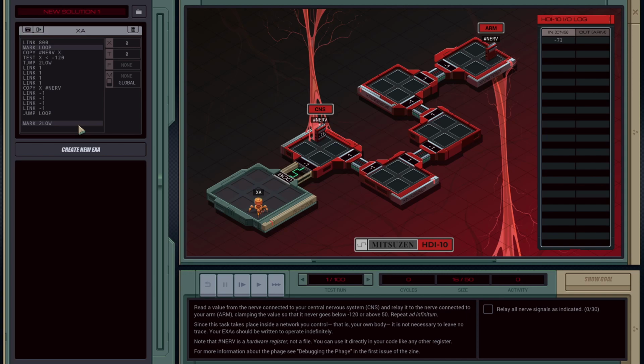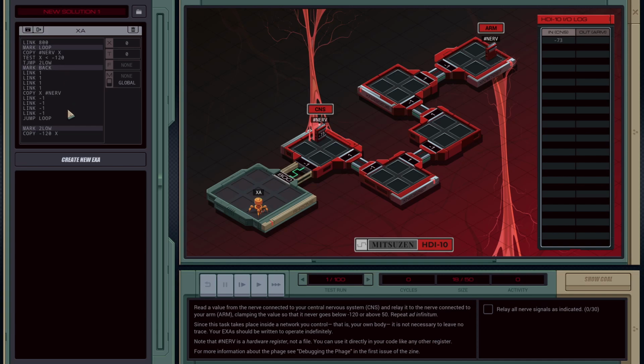Mark too low, and then if it's too low, I want to just copy negative 120 to X, and then I can jump back to here. So this will be like the exit point. So mark, I don't know, I'll just say back, and then I'll say jump back. That actually sounds nice. Jump back. You jump back there, and you do the thing. So that covers it if it's too low.